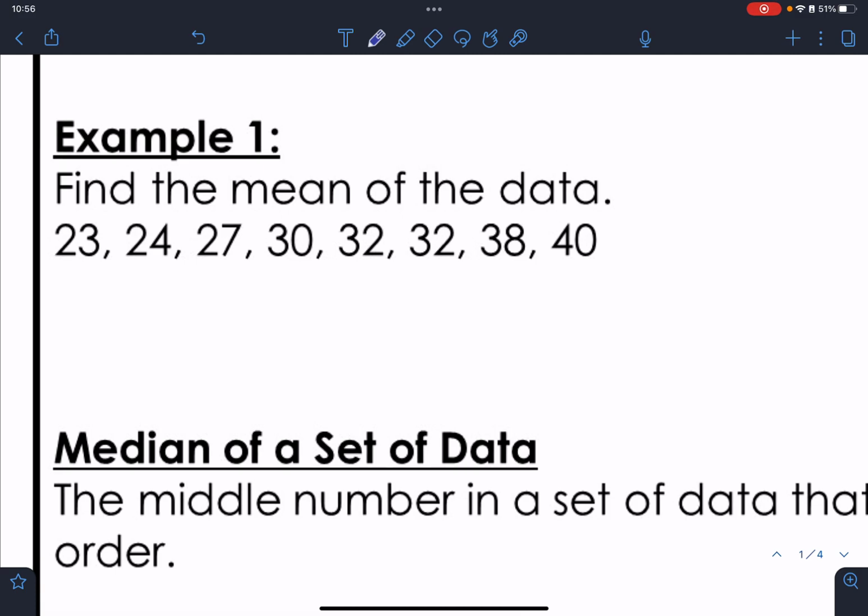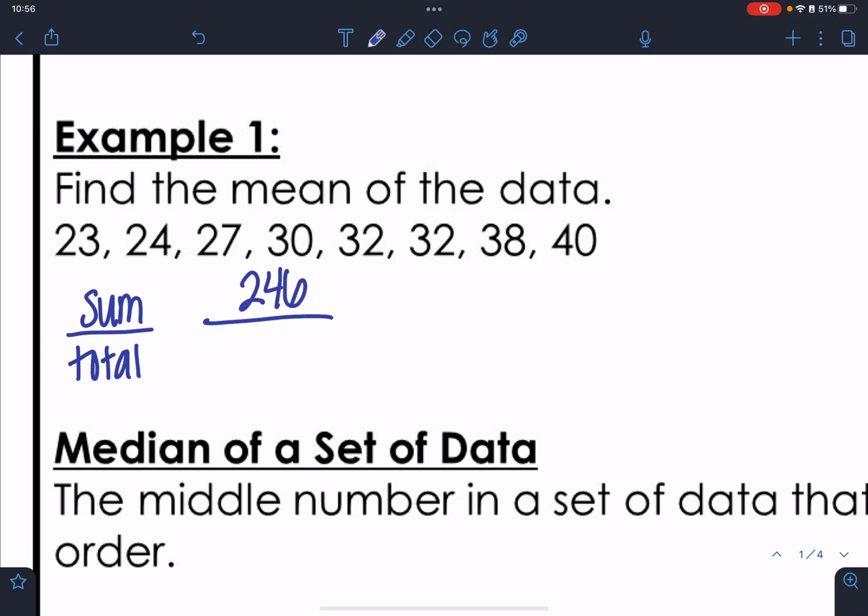So if I want to do that, I'm going to do that for example 1. Find the mean, find the average. So we want to add up all of these numbers here. With your calculator or with your phone, you can add up all of those numbers, and that's going to be the number that goes on top of my fraction. So the sum, or us adding all of them up, is going to go on top. On the bottom is going to be the total numbers. You should get 246 as your sum.